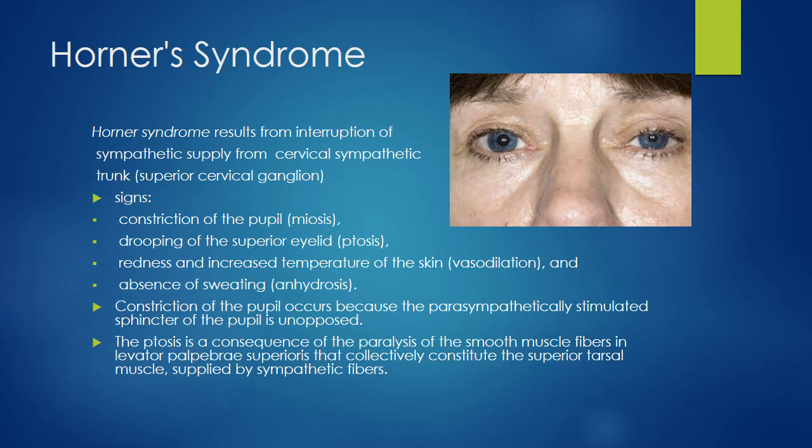Now, constriction of the pupil occurs because the dilator pupillae muscle is supplied by sympathetic fibers and that is paralyzed, and there is unopposed action of sphincter pupillae that is supplied by parasympathetic nerves. Similarly, ptosis is due to paralysis of smooth muscle part of the levator palpebrae superioris, and that will result in partial ptosis. So this was all about the nerves which are present in the orbit and the various important clinical correlates.